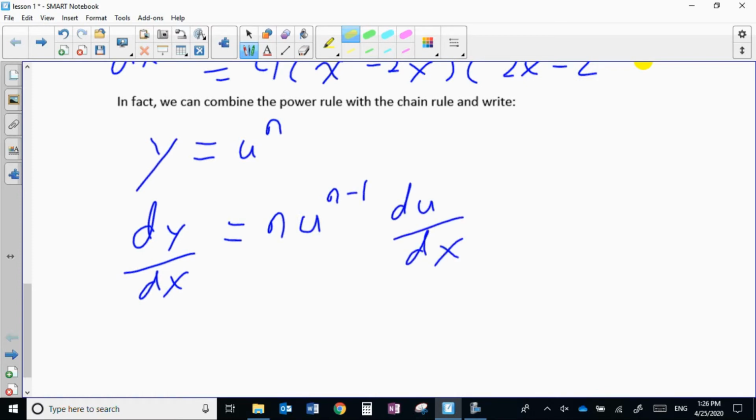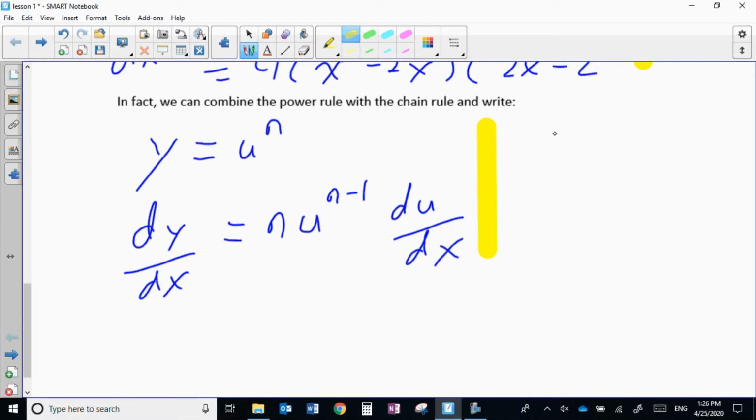And that's actually an appropriate way to rewrite the power rule and say this is how the power rule works. If you have u to the power of n, the derivative is n times u to the power of n minus 1 times the derivative of u with respect to x. So basically taking the base and multiplying it by the base's derivative.